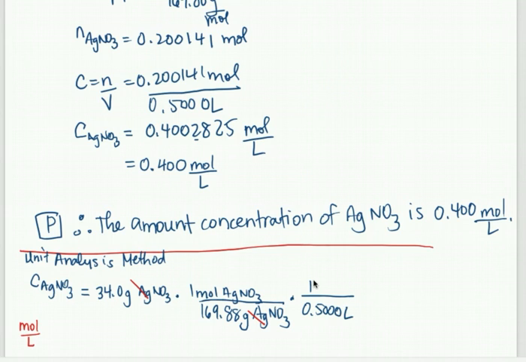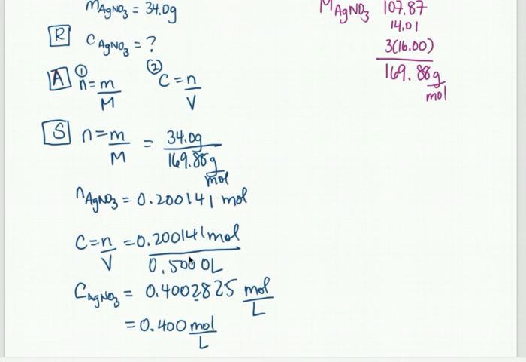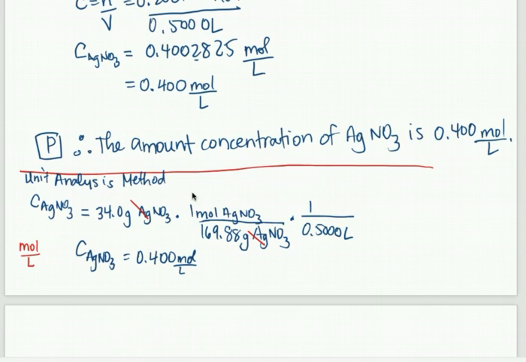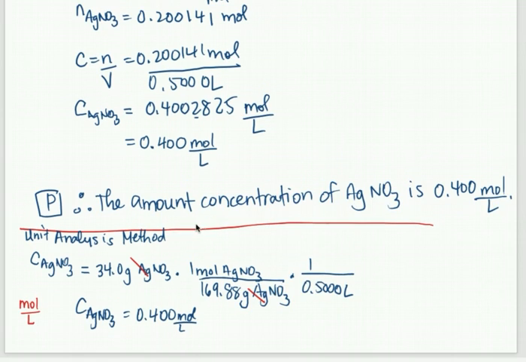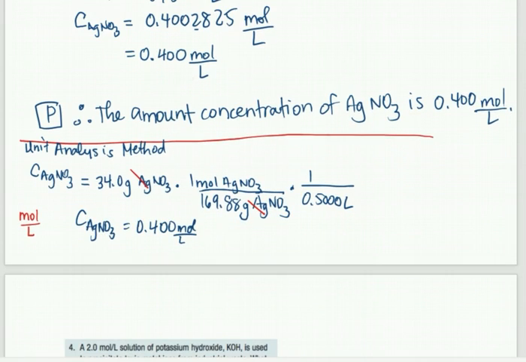So now we have 34, all divided by 169.88 and the 0.5 underneath. Okay, so that comes out to a concentration of silver nitrate, 0.4 mole per liter. Okay, so there is the same A and S step as above with the formula method, but it's just a little quicker here, and then you write your final statement, okay? All right, so let's move to the next example.